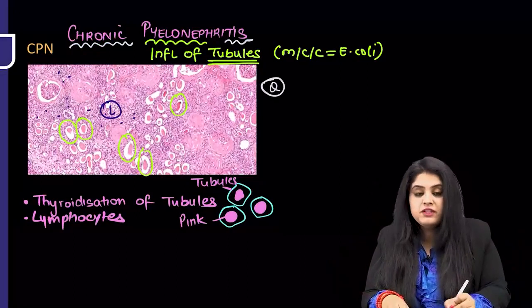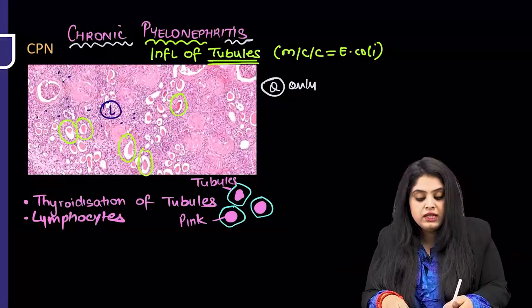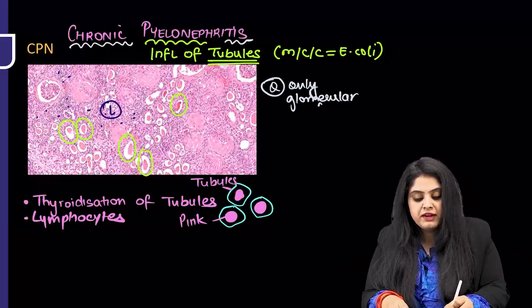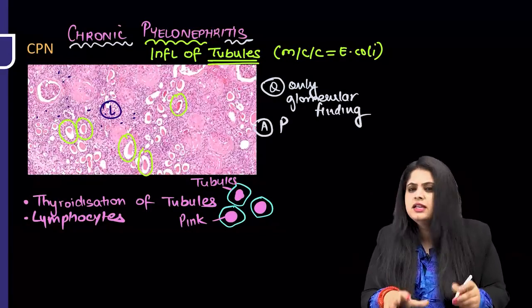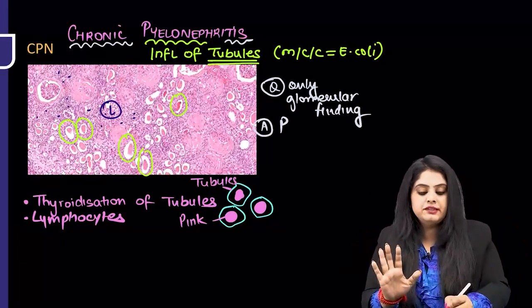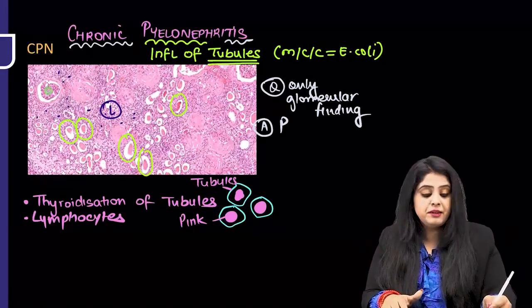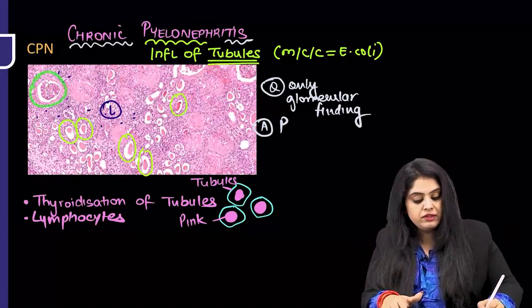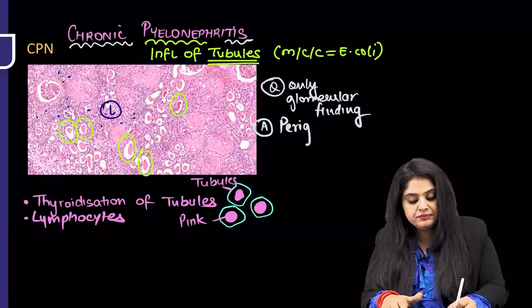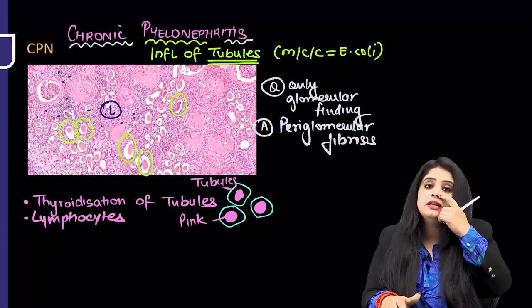So they will catch you here. Which is the only glomerular finding that you see in chronic pyelonephritis? Your answer is, in the glomerulus, there is nothing. There is nothing in the glomerulus, but there is something around the glomerulus, and that is periglomerular fibrosis. I hope everyone knows how to identify a glomerulus.